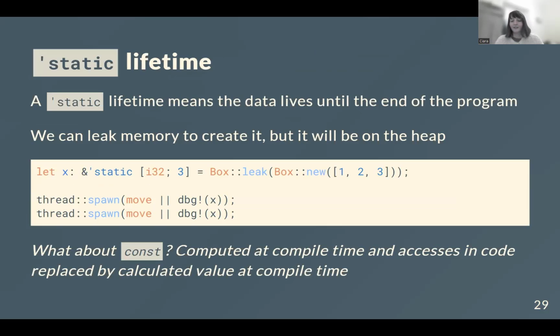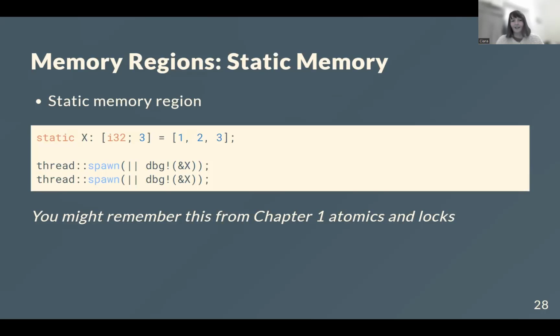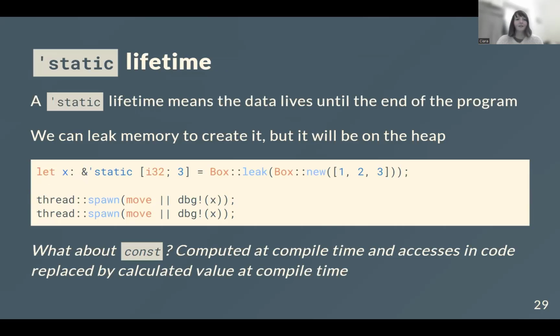There's also this idea of static lifetime. So any static data that we declare like this has a static lifetime. But static lifetime means that the data lives until the end of the program. It doesn't necessarily have to have been created with the program, and it doesn't necessarily have to live in the static memory region in Rust if it has a static lifetime.